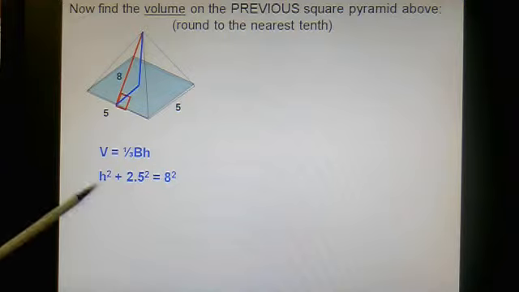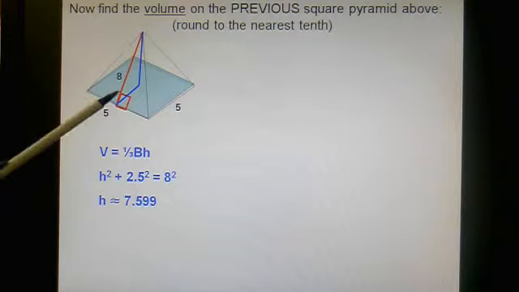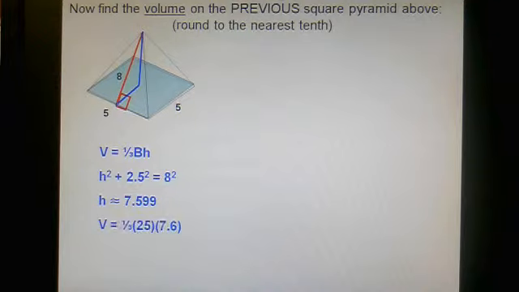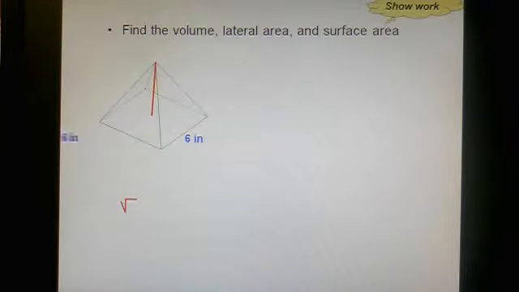So if you solve this for the height, and you'll have to certainly use Pythagorean theorem on problems on the test as well as the final, you should get almost 8. 7.59 is 7.6. It's a little lower than 8, which makes sense. It should be less than 8, the hypotenuse of that triangle. And then, of course, you can just plug in and multiply by 25, divide it by 3, and you get around 63.3. Again, if you get something like 118 or 190, you probably didn't divide by 3 at the end.